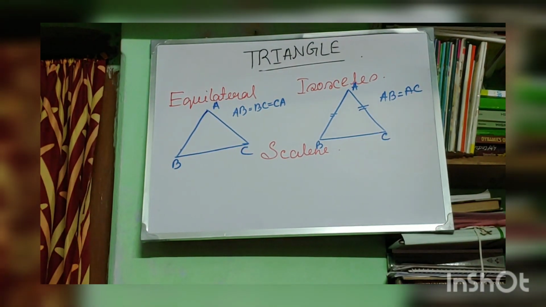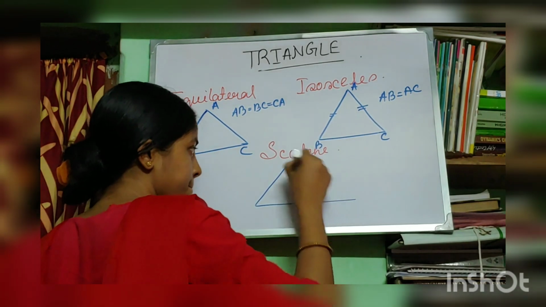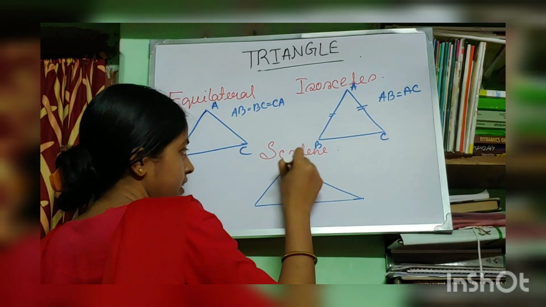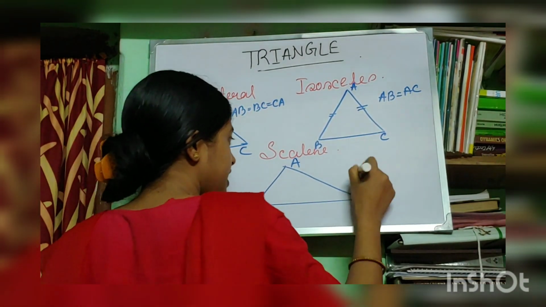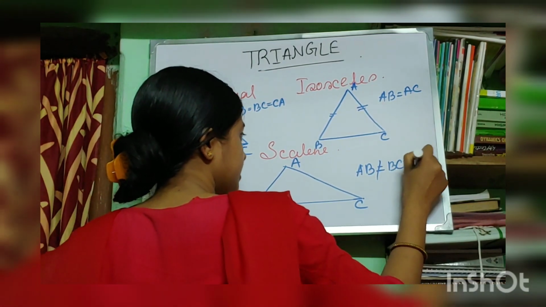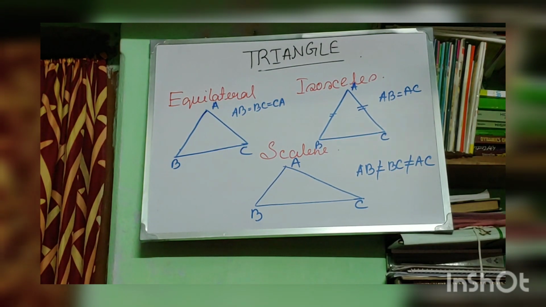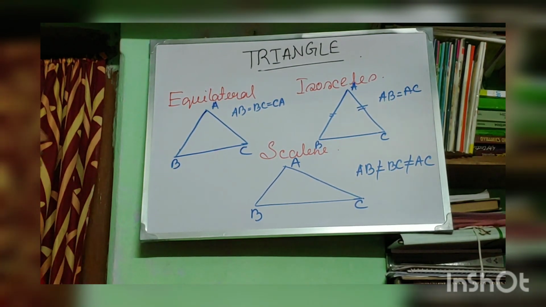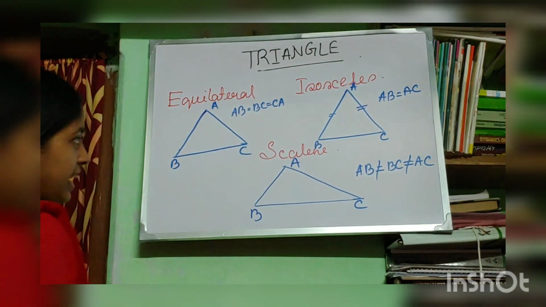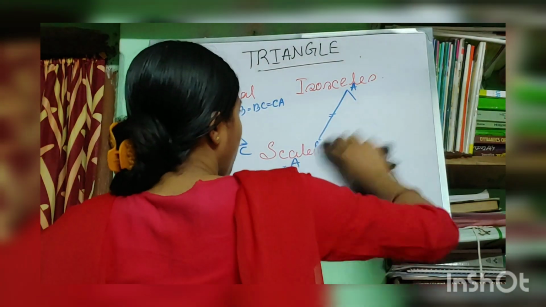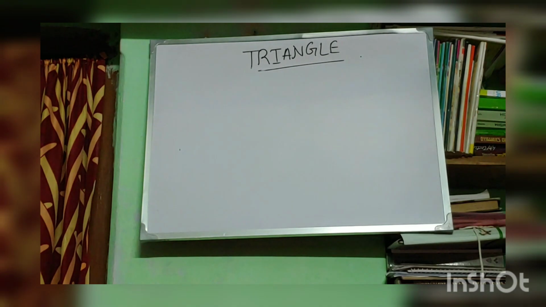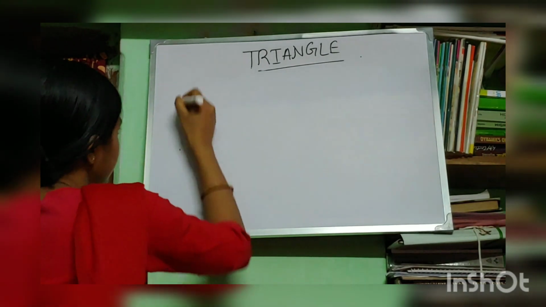Okay? And what is a scalene triangle? A triangle whose 3 sides are unequal. That is a scalene triangle. So I hope you can remember that according to sides there are 3 kinds of triangle: equilateral, isosceles and scalene triangle. Now according to angle, there are 3 types of triangles.